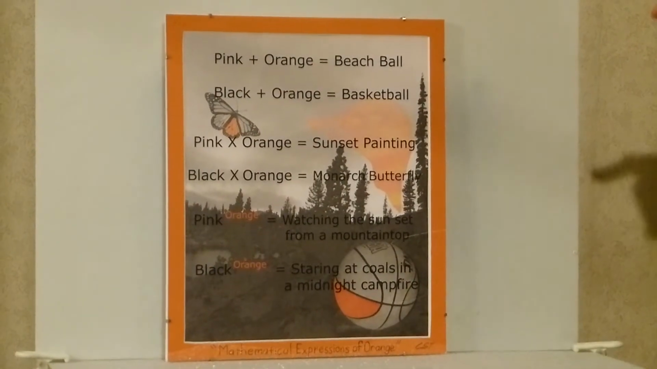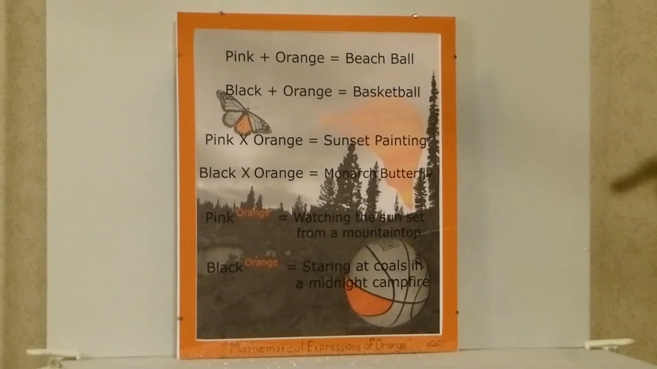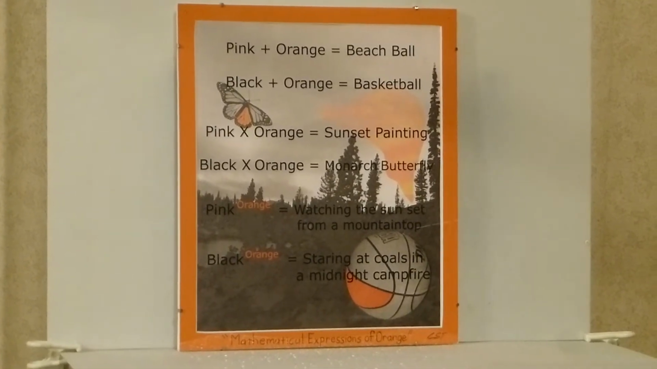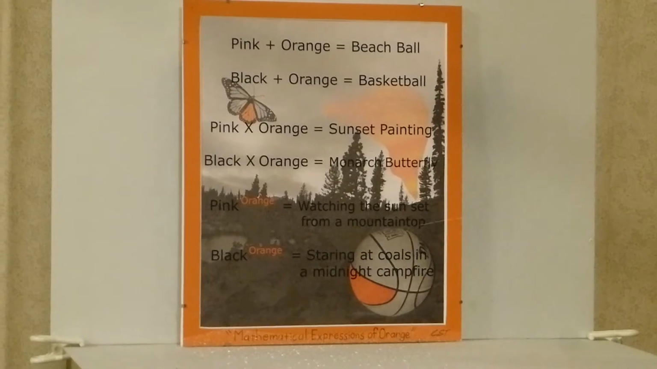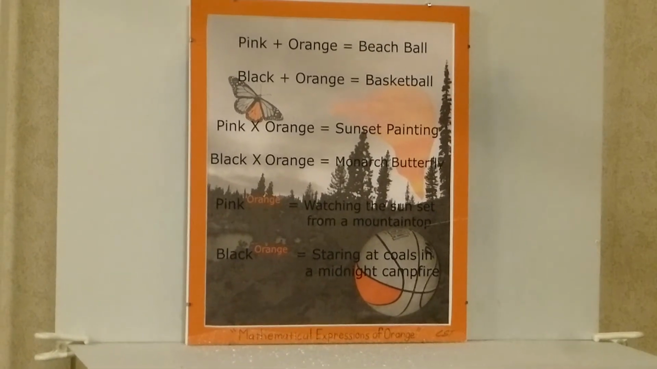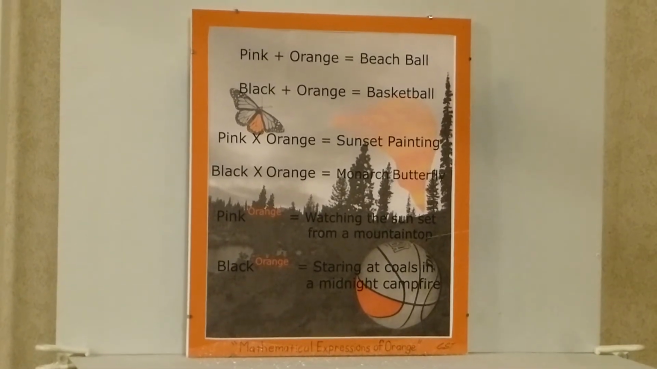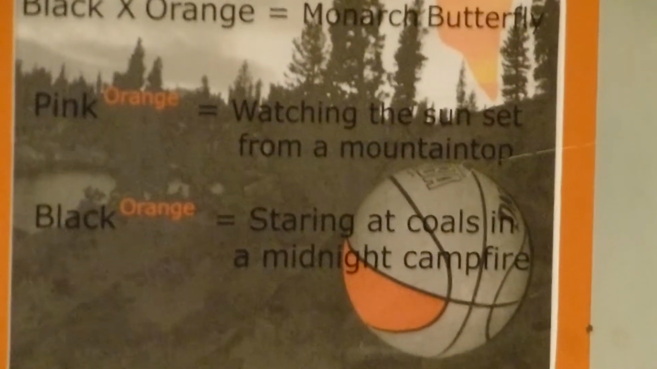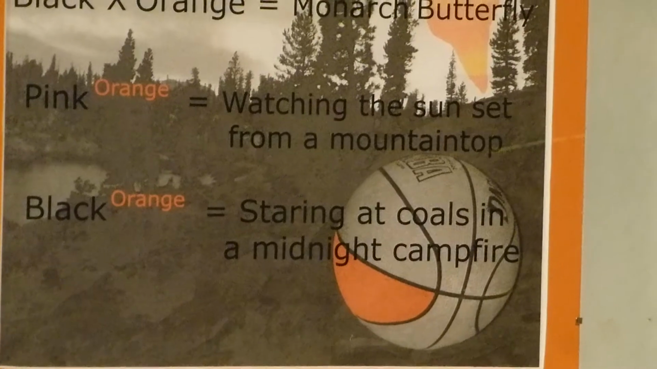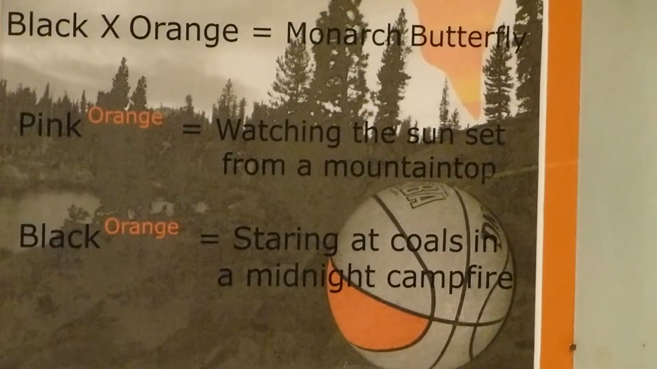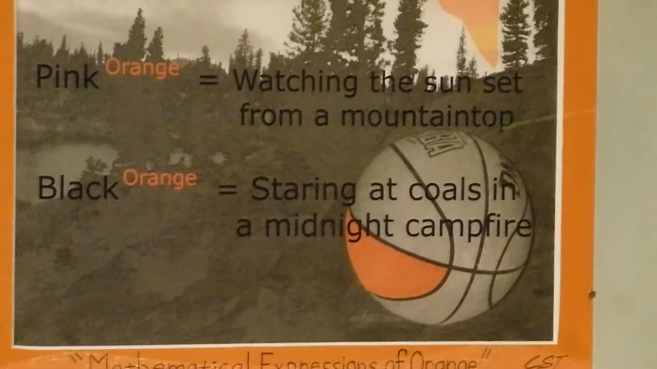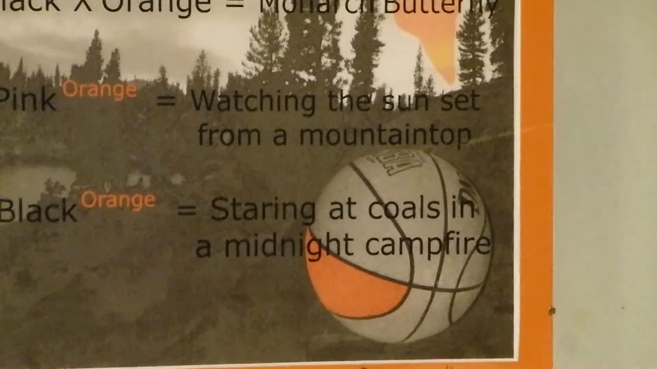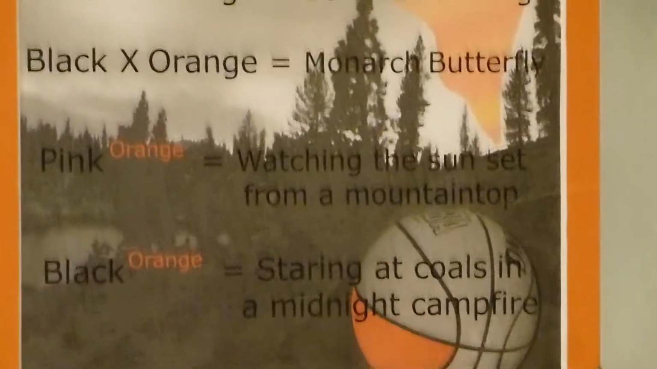Pink plus orange equals beach ball. Black plus orange equals basketball. Pink times orange equals sunset painting. Black times orange equals monarch butterfly. And pink to the power of orange equals watching the sun set from a mountaintop, while black to the power of orange equals staring at coals in a midnight campfire. That was mathematical expressions of orange.